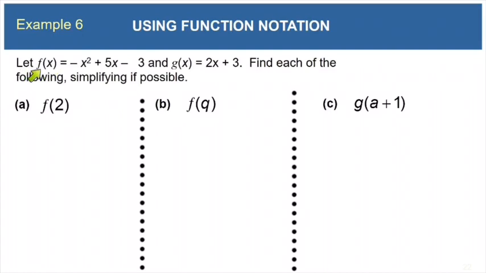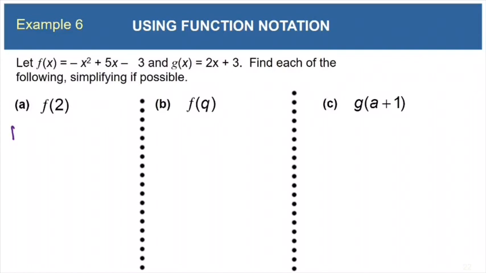Okay, here's example 6, and this says let f of x equal negative x squared plus 5x minus 3, and let g of x equal 2x plus 3. And we want to find each of the following and simplify if possible. So here in part A we have f of 2. So what this means is take a 2 and plug it into the f function. Now when you plug that 2 in, it's no longer f of x, now it's f of 2.